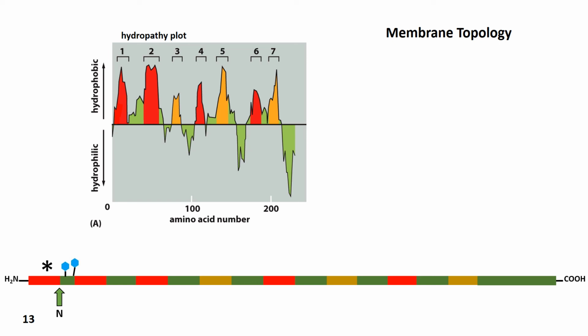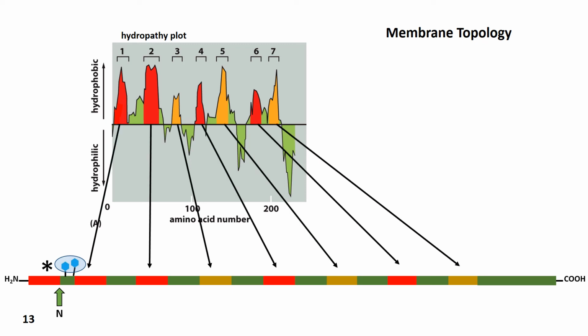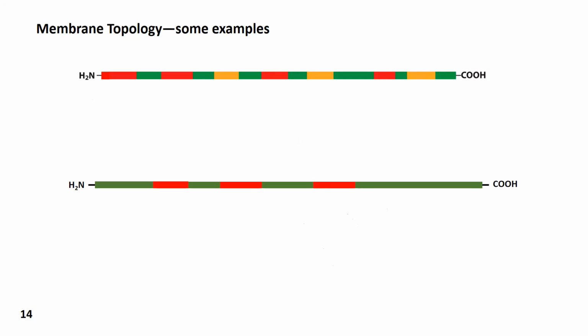This is not a surprise because also shown in this diagram are these sugars, carbohydrates. We know that carbohydrates are placed on proteins in the ER lumen, so this tells us that the new amino terminal end will in fact be luminal. Each of the hydrophobic stretches can be a transmembrane region, and if we were to diagram this protein in a membrane, we would see that each of the green sections would alternate luminal and cytoplasmic. Let's look at some other examples.